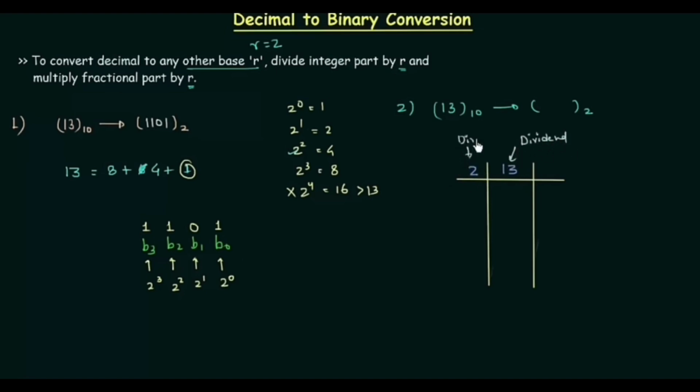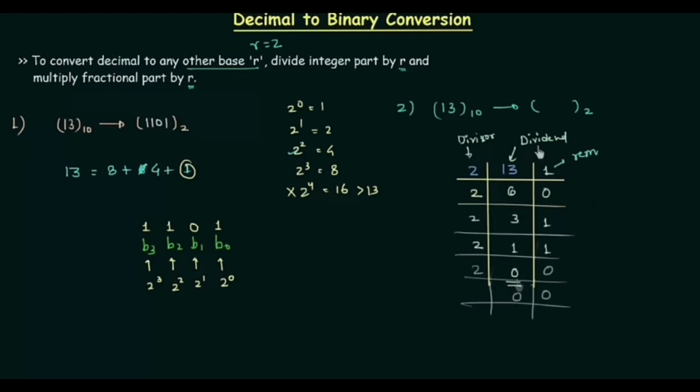and 2 is the divisor. When we divide 13 by 2, we have 6 and the remainder is 1. Now 6 is the quotient and 1 is the remainder. We again have to divide the quotient by 2. We have to repeat the process until we have quotient equal to 0. When we have quotient equal to 0, the remainders will give us the binary number. But there is one twist. We have to start looking from the bottom.